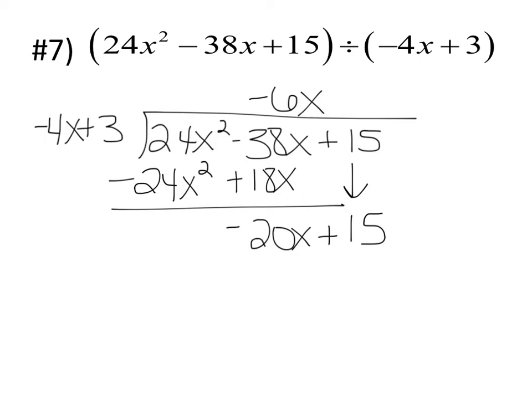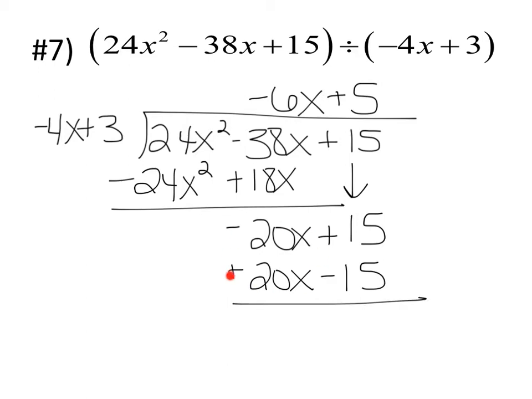Negative 4x times what gives me negative 20x? It's going to be plus 5. Now multiply 5 times negative 4x is negative 20x. And 5 times 3 is 15. Change your signs. These cancel away to 0, and actually these cancel away to 0. So your answer has no remainder. It's just negative 6x plus 5.